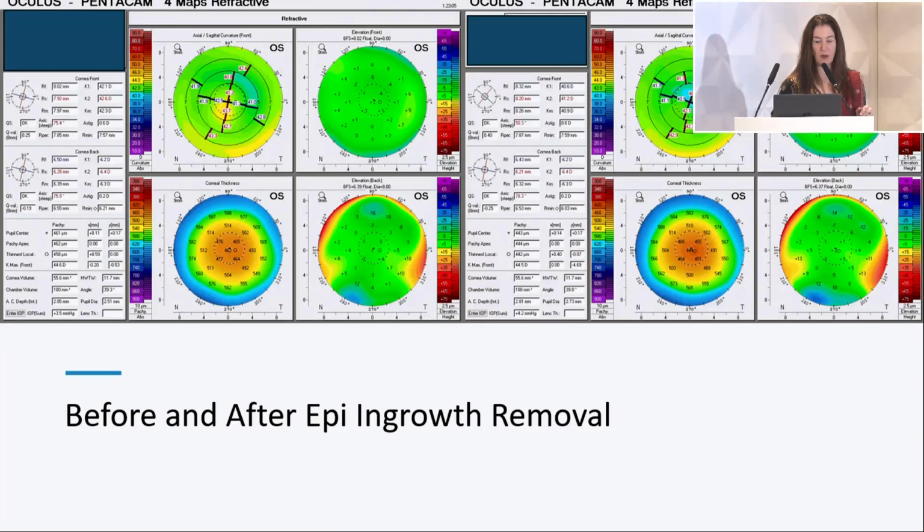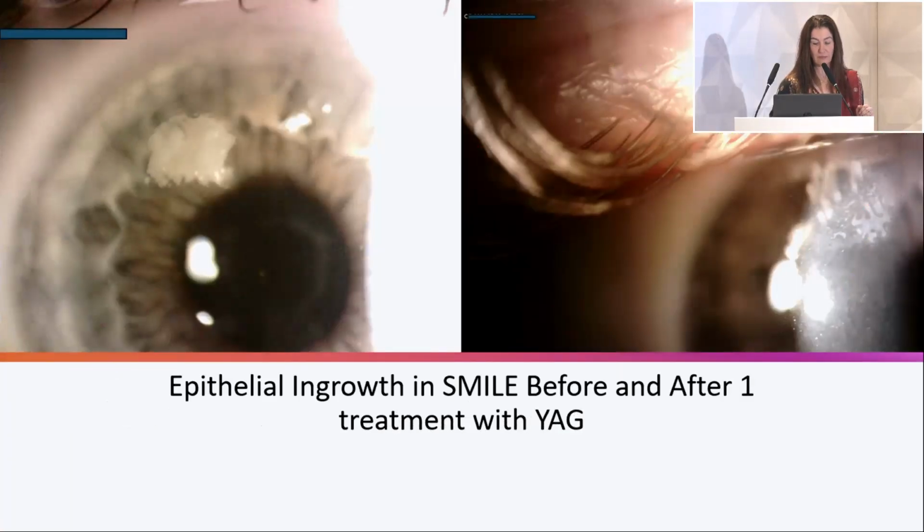And this is the tomography looking before and after, and you can see there's definitely a change, and this was really right after. This was a case of true epithelial ingrowth. Looks like ingrowth after LASIK. And this was a woman, a referring optometrist to my practice. I did her smile, she's doing great, and then she came back and she had what's really ingrowth.